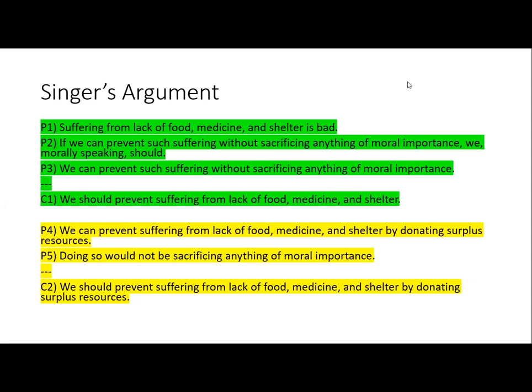You could be out that much money and save a child's life, and that doesn't seem like you've sacrificed anything of moral importance, right? Money is important, but it's certainly not everything, right? $150 doesn't compare to the worth of a child's life, or that's what Singer wants us to believe. So this is that sacrificing anything of moral importance idea.